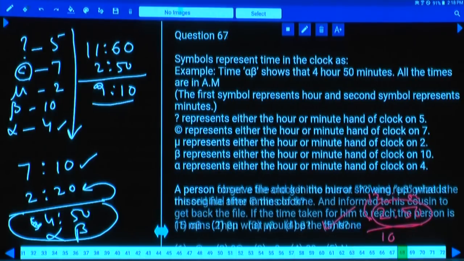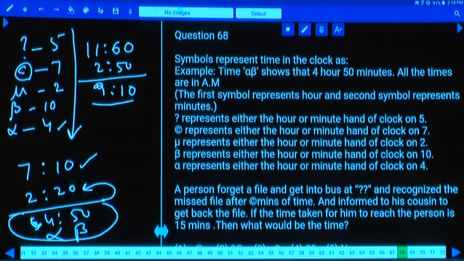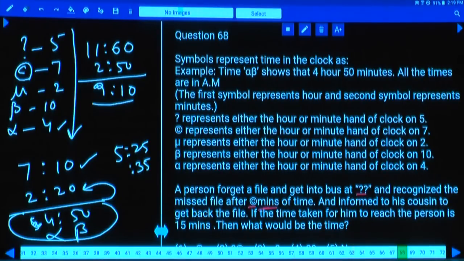Choice 5. Then question number 68. A person forgot a file and got into a bus at ?:?. The question mark is 5, so 5:25. He gets into the bus at 5:25 and recognizes the missing file after 7 into 5, that is 35 minutes. After 35 minutes, this person recognized that he forgot his file. Then what is the time now? Now the time is 6 o'clock.